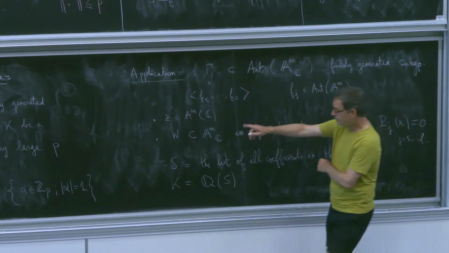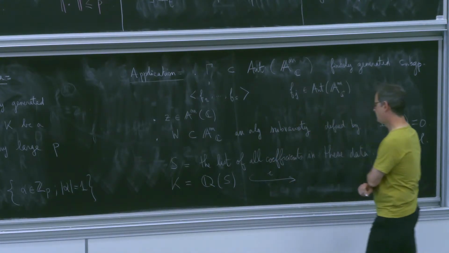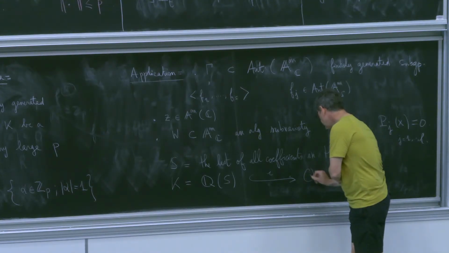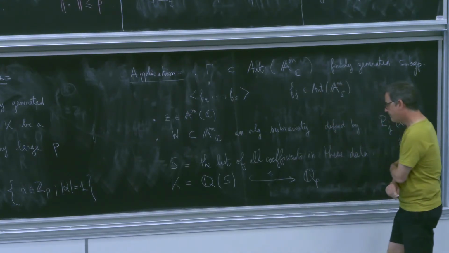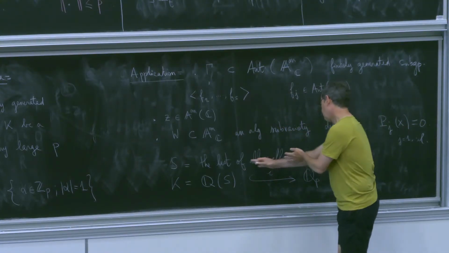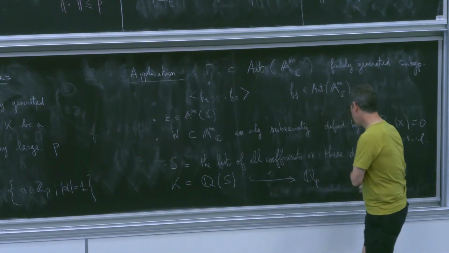Then the lemma tells you you can choose an embedding of K in some Q_p, which maps the elements of S which are not 0, I mean, I do not put 0 in my coefficients, into Z_p.